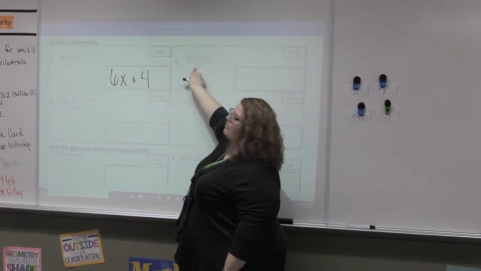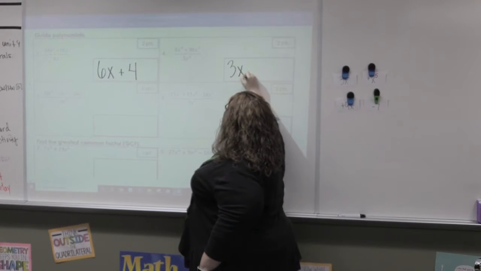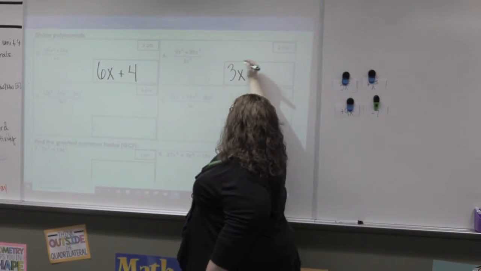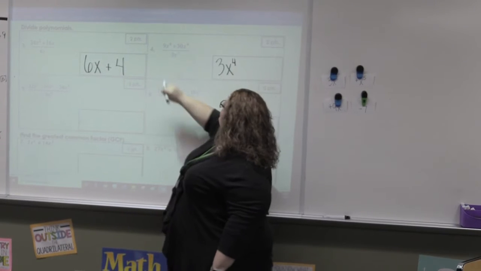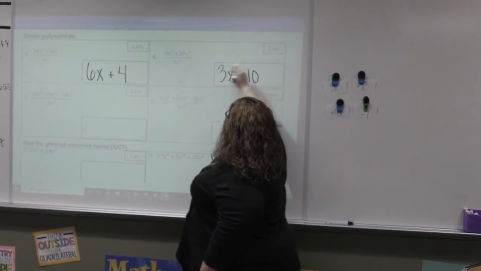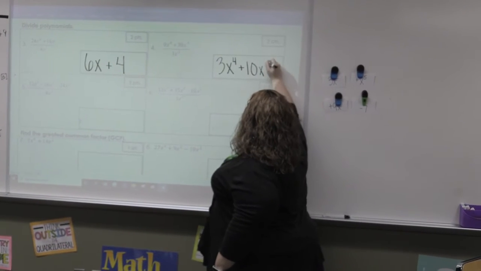So for number 4, if we divide 9 divided by 3, what do we get? 3x. And how did you get x? By subtracting. So 6 minus 2 gives us 4. Now 30 divided by 3 is 10. And then 4 minus 2, x to the second power.